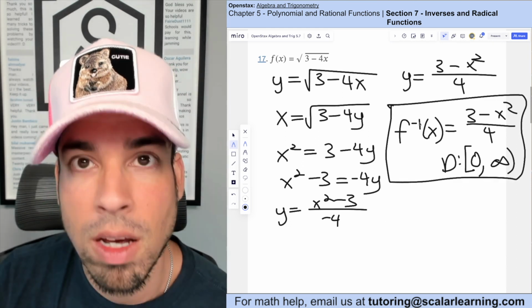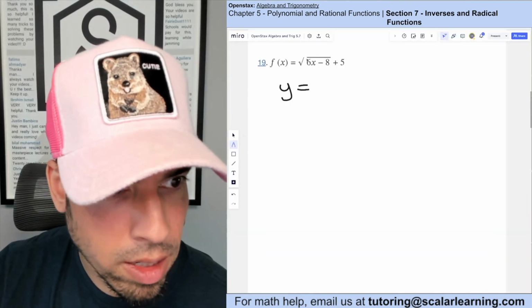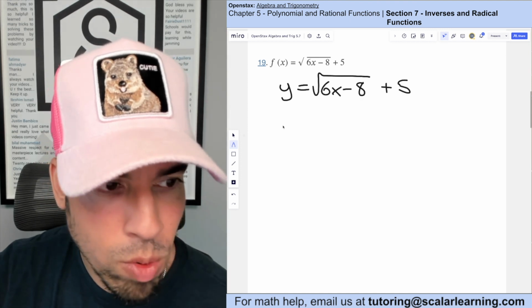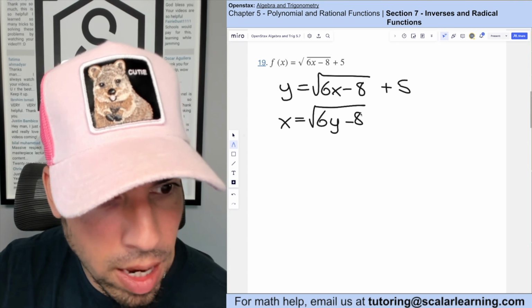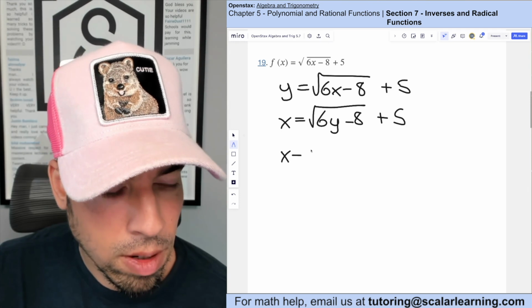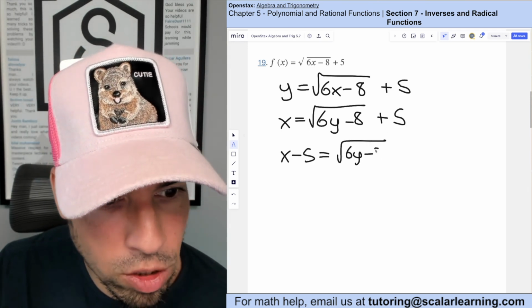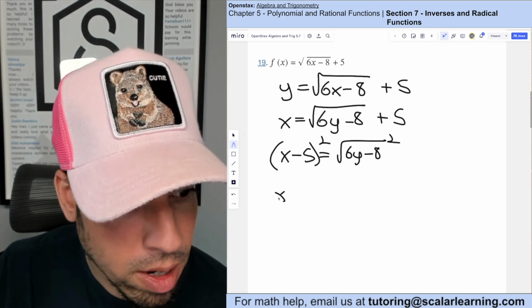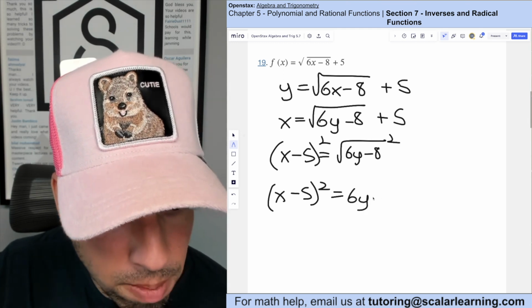Boom, done. For this one, we're going to start by replacing f of x with y, and then the x is going to stay as is. Second step, we're going to swap the x's and the y's. So x equals square root of 6y minus 8 plus 5, and then we're going to isolate y. So first we have x minus 5 as we subtract 5 from both sides. Then we're going to square this guy on both sides, right? Like boom, boom. And then we have x minus 5 squared equals 6y minus 8.